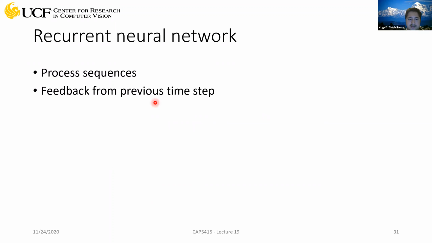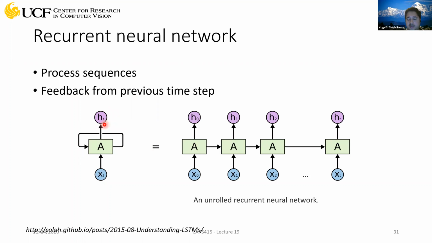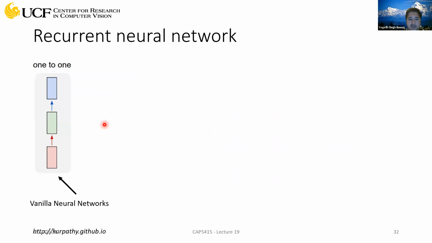So that's the idea. It processes sequences. It takes feedback from the previous time step. That's what we saw last time. And so you have an input. That's the processing unit. This arrow is showing the repetitive process, and that's the output. And again, that's the unrolled version. Same thing which we discussed in the previous slide. Now, there can be different variants in a recurrent neural network.